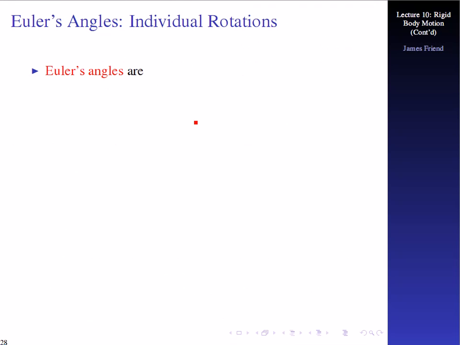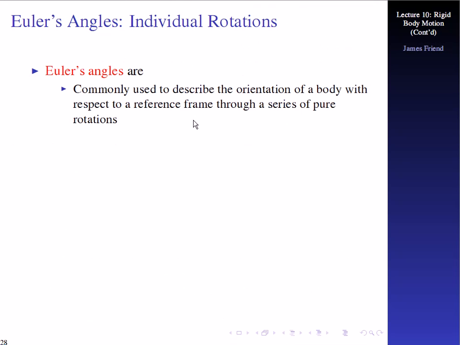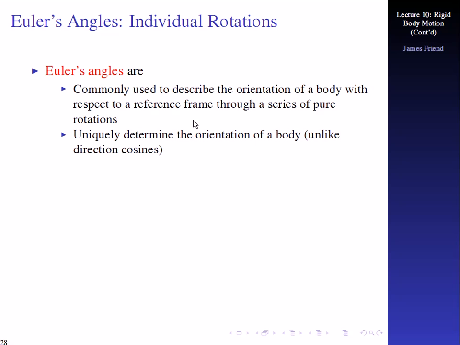Now, Euler's angles are commonly used to describe the orientation of a body with respect to a reference frame through a series of pure rotations. They uniquely determine the orientation of a body, unlike direction cosines. For example, if I give you a set of direction cosines by a transformation matrix C, and we say that the original coordinate system doesn't change, and we try to say, all right, well, I have these direction changes, tell me what the final coordinate system looks like. There's probably three or four different configurations that would give you the same C matrix. It doesn't work the same way with Euler's angles.